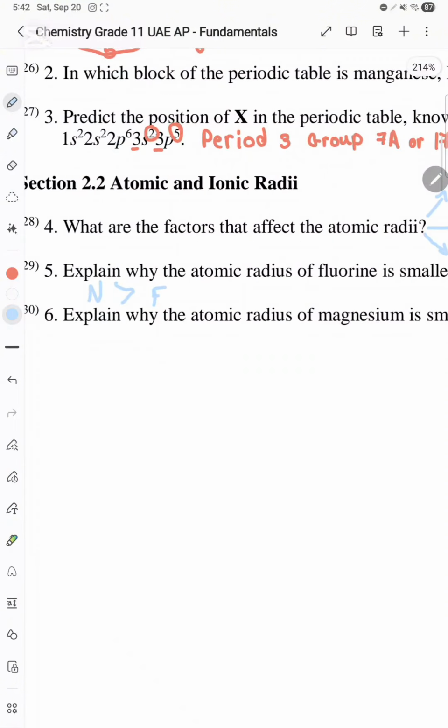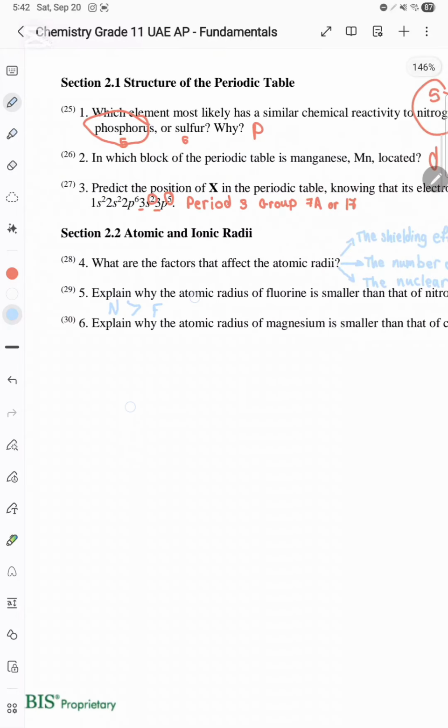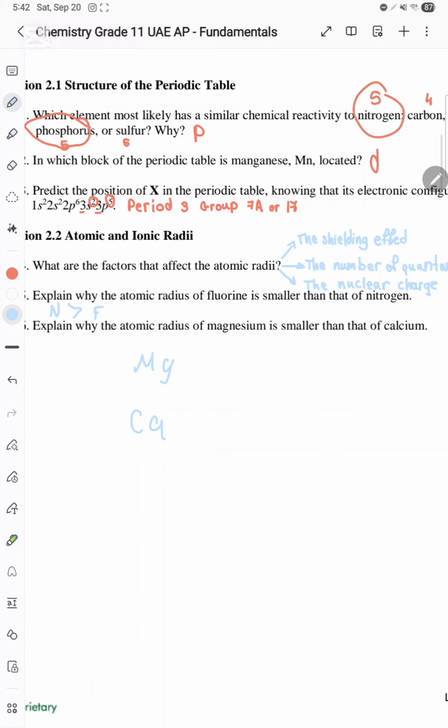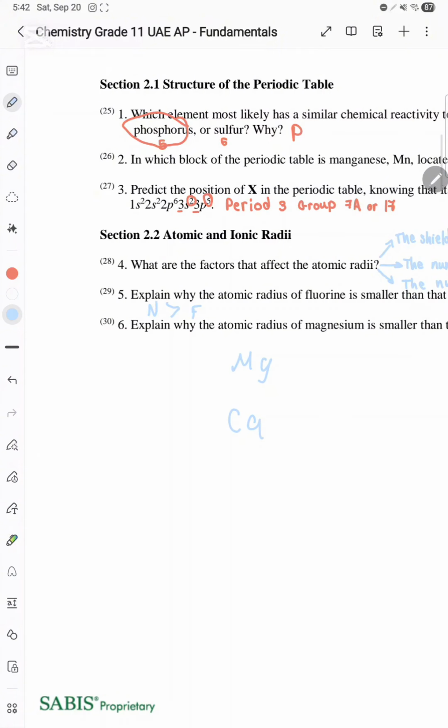Now, why is the atomic radius of magnesium smaller than that of calcium? Magnesium and calcium are in the same group. Magnesium is right above calcium. So here's the periodic table, magnesium, then calcium. Why is magnesium smaller than calcium? Let's see. Do they have the same shielding effect? No, they don't. Magnesium is in period 3, and calcium is in period 4.